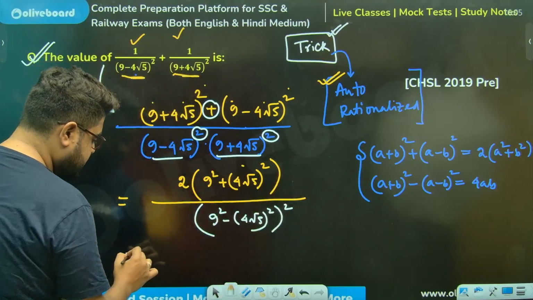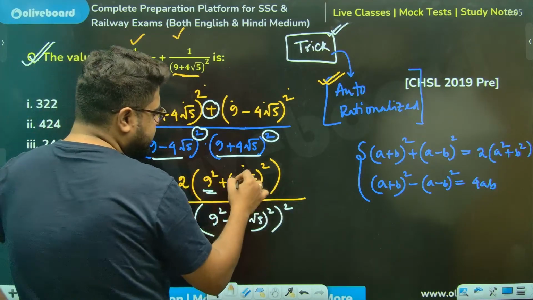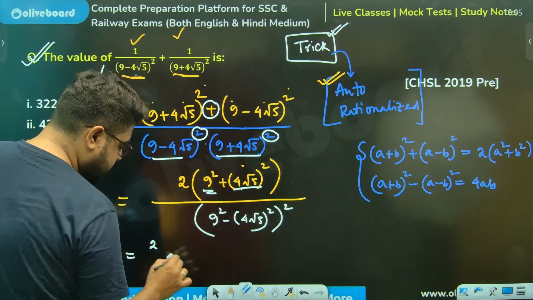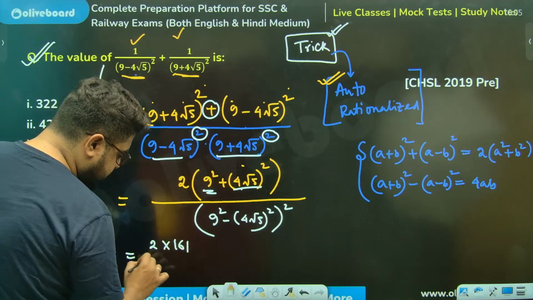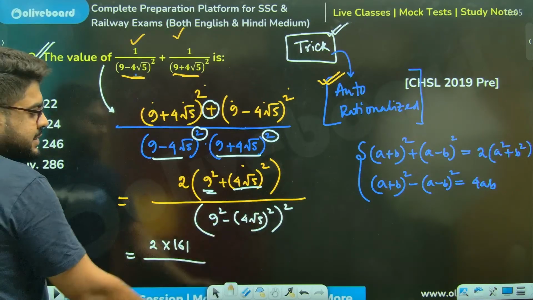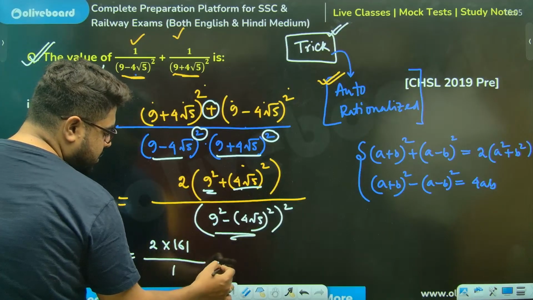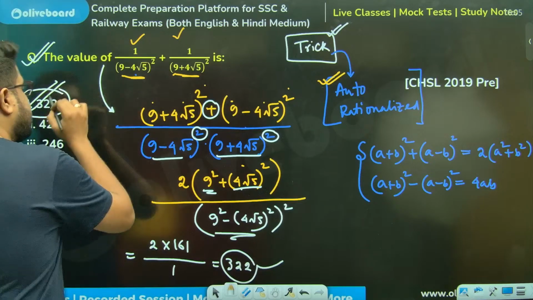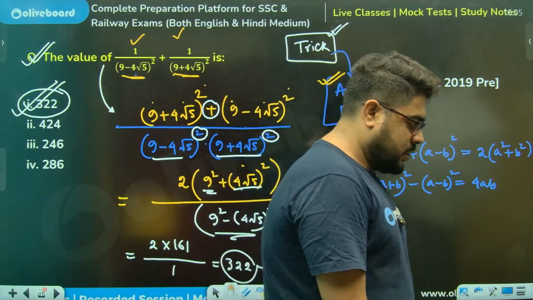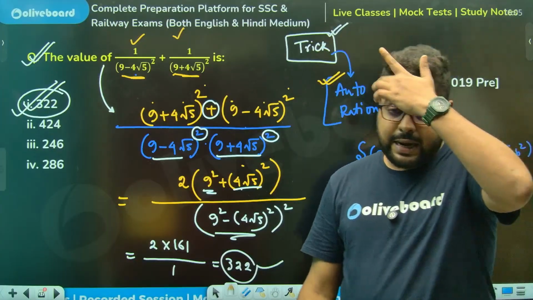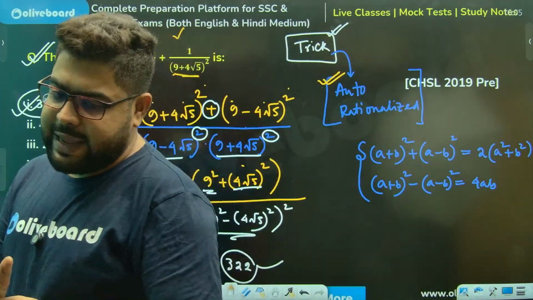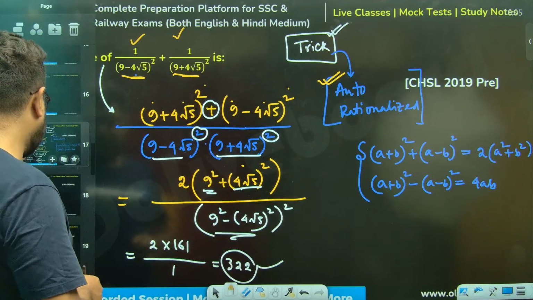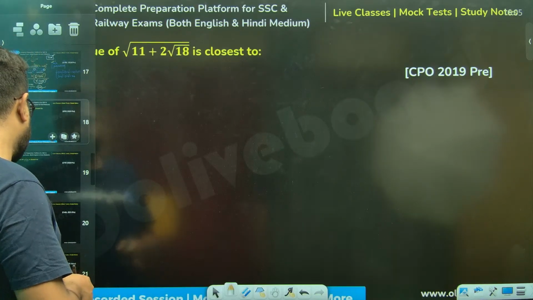Very good. So 2 into 81, and this is how much? 16 fives are 80, plus 81 is 161. So 2 into 161 divided by 81 minus 80. That means this is 1, and 1 square is 1 only. So 322 is the answer. It is there in option number 1. So again, Nikhil was correct, Sai was correct, and everybody was correct. Is everybody clear? This is 100% clear.